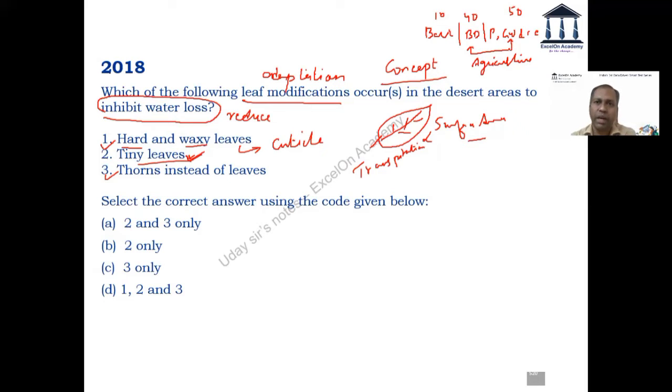So this question has actually come from this part, the basic part. So if we've understood the basic, we would have had no problem in answering this question. So the answer is D. Let's move on to the next question.